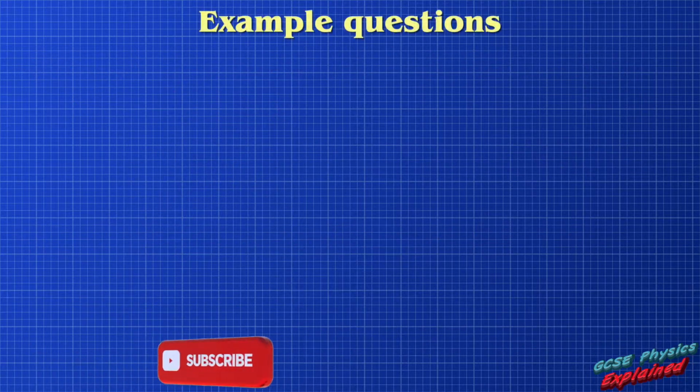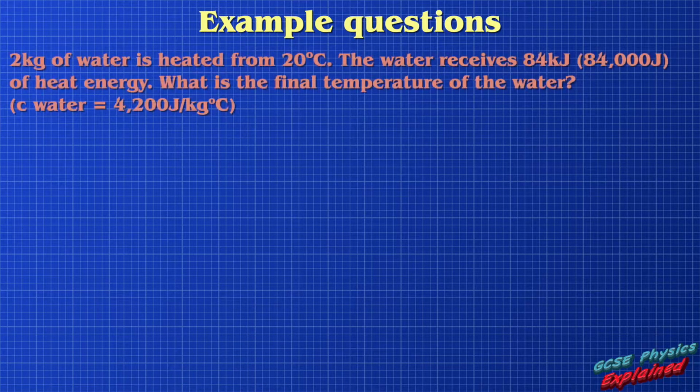Let me show you some different example questions you might get asked in your physics exams based on this equation, and then you can try a few. 2 kilograms of water is heated from 20 degrees C. The water receives 84 kilojoules, so that's 84,000 joules of heat energy. What is the final temperature of the water?